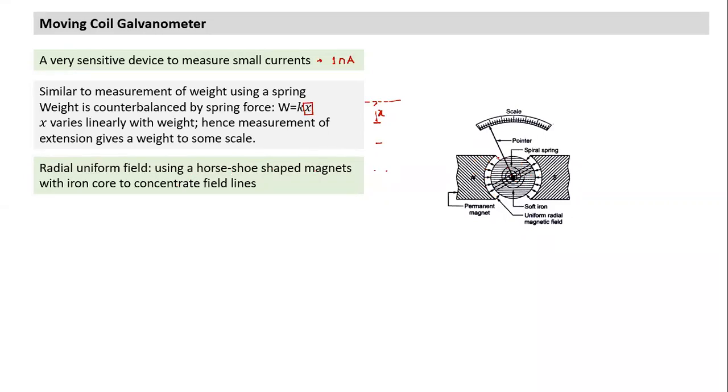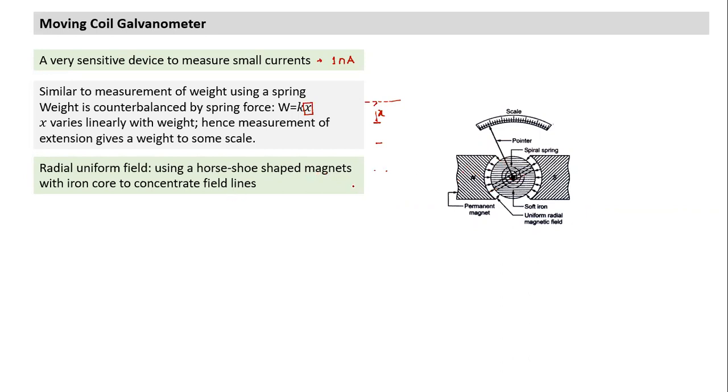And why do we use a horseshoe? Because magnetic field is perpendicular to the surface, similar to electric field, we'll come to that again later. So the moment we take a concave surface, the field becomes like a radial field. So we use horseshoe-shaped or concave-shaped magnets so that the field becomes radial in direction.